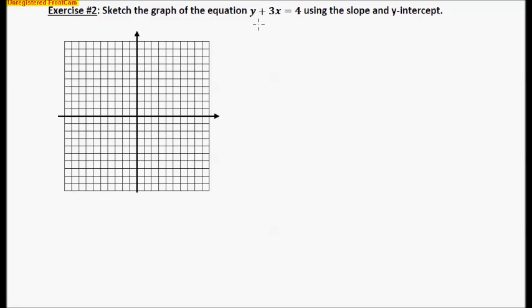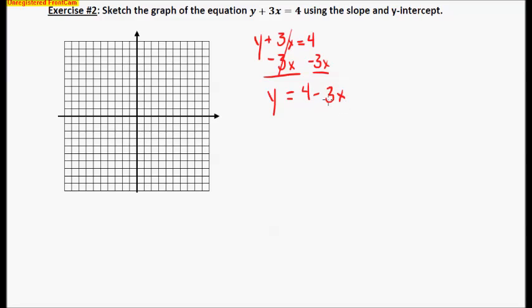Here's the key. This is not in the form y equals mx plus b. So I need to put this in the form y equals mx plus b. We've done this in previous exercises already. So let's take the equation and move this 3x over to the other side. I'm going to subtract it from both sides. So I get y equals 4 minus 3x.